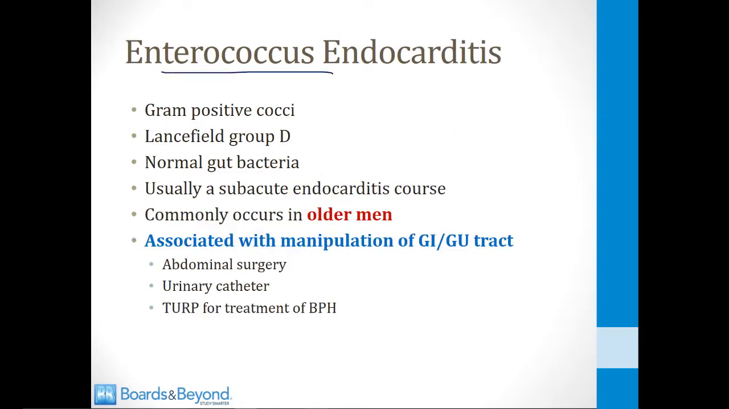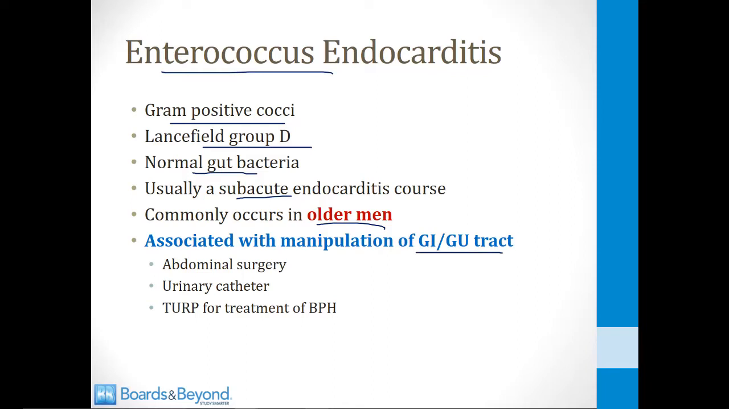Enterococcus can also sometimes cause endocarditis. This is also a gram-positive cocci, Lancefield group D, just like Strep bovis. It's also a normal gut bacteria. It tends to cause a subacute form of endocarditis like Strep viridans, and what you want to remember about this bacteria for step 1 is that it commonly occurs in older men, especially after manipulation of the GI or GU tracts.